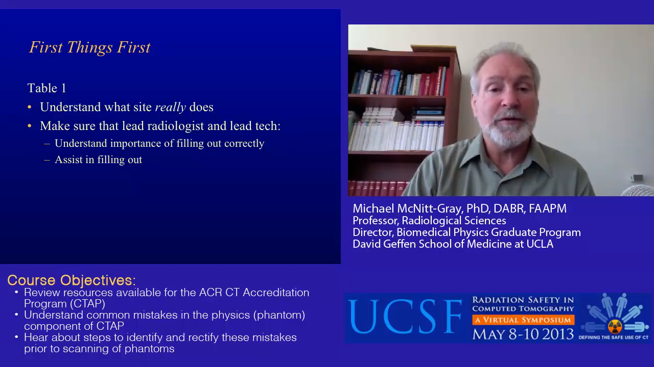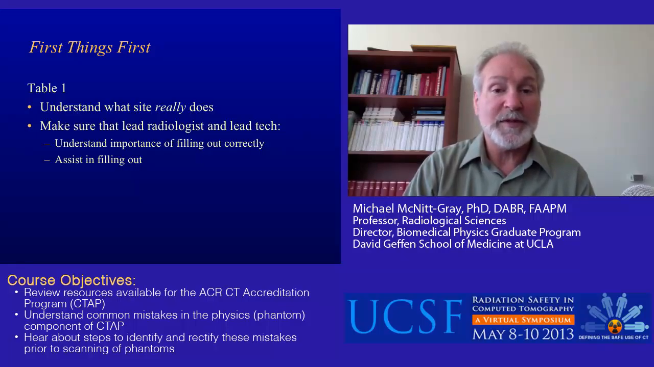So Table 1. The goal there is to understand what the site really does clinically. Make sure that the lead radiologist and lead tech are consulted, and make sure they understand the importance of filling that out correctly, and the physicist should assist in helping them fill it out. This is a common area of mistakes, because if this table gives inconsistent data compared to the images that are submitted, the reviewers will find these discrepancies, and this can often lead to either deficiencies or sometimes a major deficiency and the failing of the ACR submission for the phantom portion.